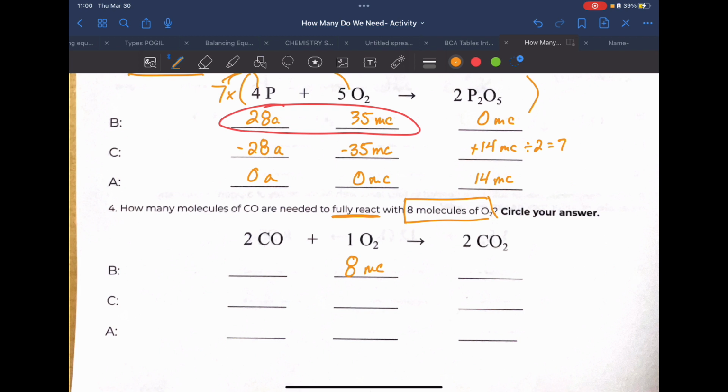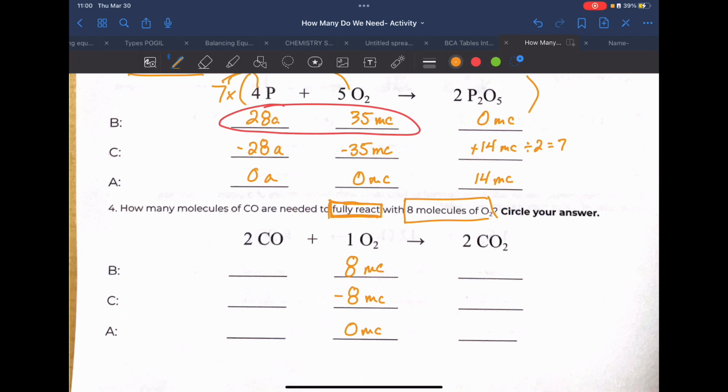Once I see the phrase fully react, this means that I'm going to use up all of my reactant. So I'm going to use all 8 molecules of my oxygen. 8 minus 8 is 0. There's going to be no oxygen left. Fully reacting with 8 molecules of oxygen. Okay, and the question is how many molecules of CO.